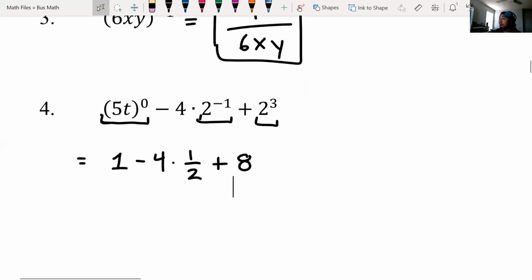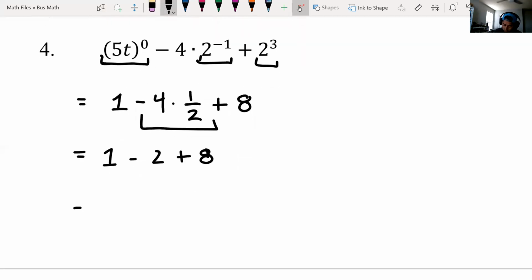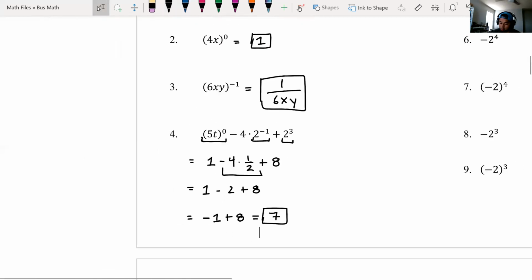Okay. And now still order of operations: parentheses, exponents, multiplication, division. So what we're going to handle next is this negative 4 times 1/2. Negative 4 times 1/2. So you're going to have negative 1 and half of 4. Negative 4 times 1/2 is going to give me negative 2 plus 8. Okay. And then we will work the last part from left to right. 1 minus 2 is negative 1. And then negative 1 plus 8 gives me 7. There we go. All right. Any questions on those 1 through 4?